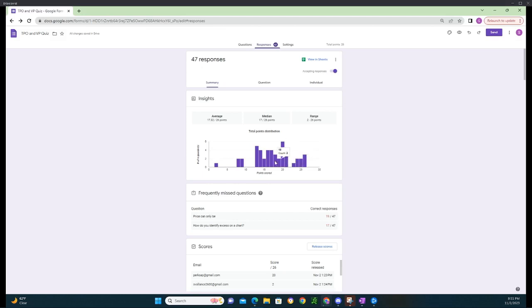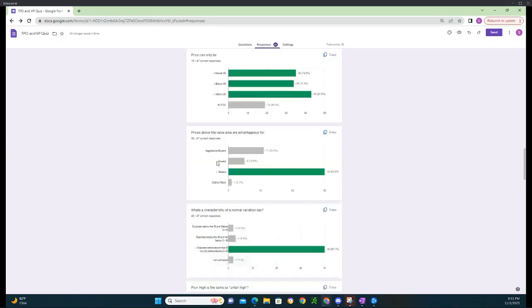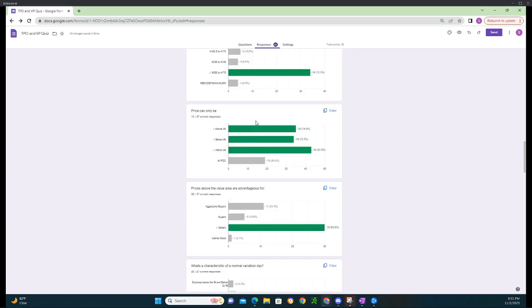And you guys, you want to be shifting a little bit and understanding, right? I'm able to see frequently missed questions. Price can only be what? Price can be above the value area, below the value area, or within the value area. A lot of you guys, 40% of respondents selected that it's at POC.